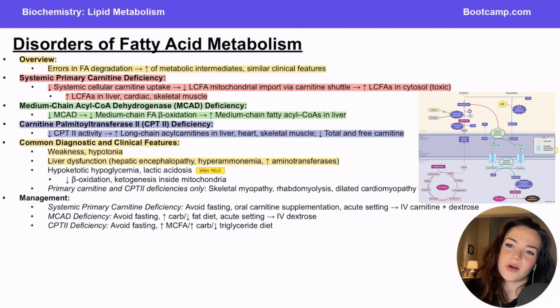However, I always found all of those incredibly vague, not at all helpful in narrowing the differential. If you take one single thing away from this video, if you don't even understand any of the mechanisms or what have you, remember that a disorder of fatty acid metabolism is going to have a hypoketotic hypoglycemia, as well as a lactic acidosis. This is because we are interfering with beta oxidation and ketogenesis inside the mitochondria.